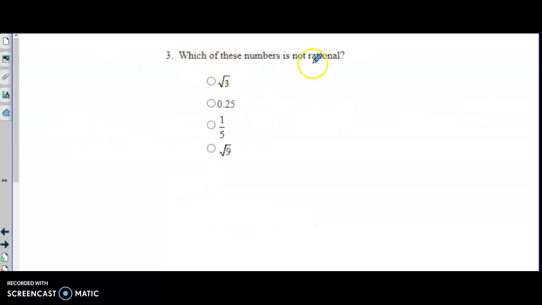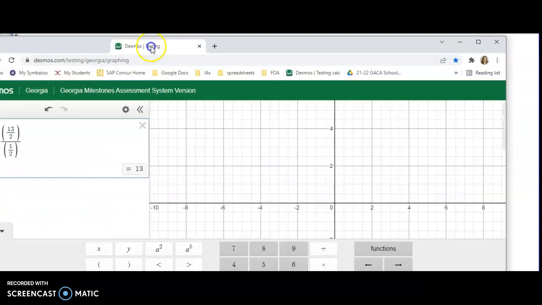All right, which of these numbers is not rational? Well, if it's not rational, that means it's going to be irrational. And remember, irrational are those numbers that go on forever, they don't end, and they don't repeat. So the easiest way for me to do this is to change each of these to decimals. And the way I'm going to do that is with my calculator.